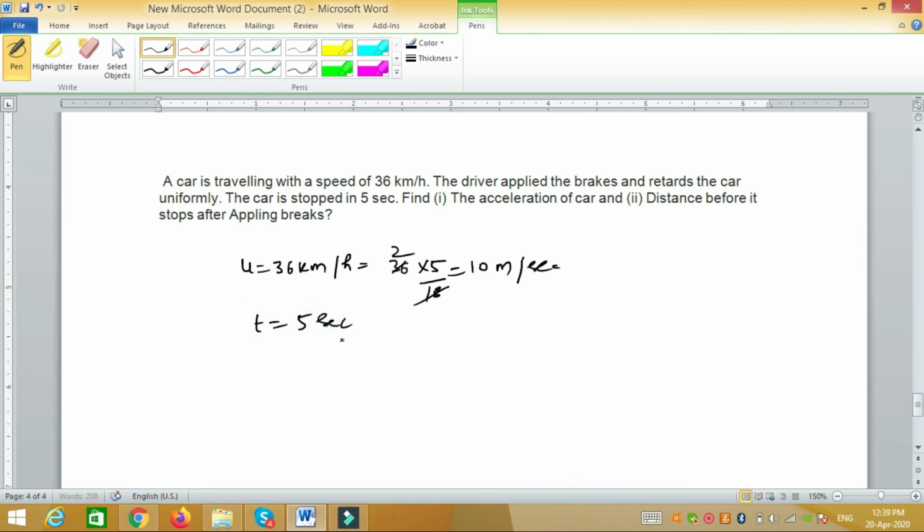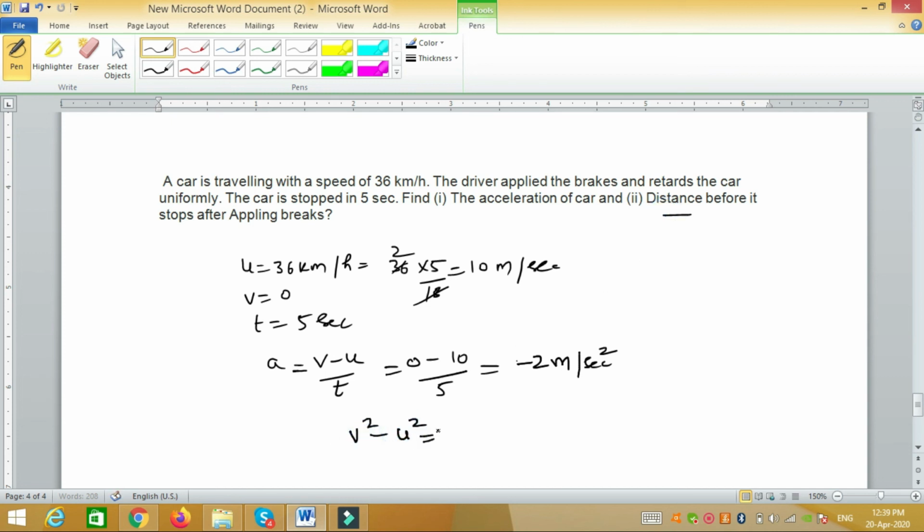So for acceleration, the final velocity is 0 because the car gets stopped. So acceleration is equal to v minus u by t. When you put final velocity 0, initial velocity 10 and time 5 seconds, it automatically comes out negative. That negative shows it is a retardation. After that you have to calculate the distance also. I'll advise you to apply v square minus u square is equal to 2as, or you may apply s is equal to ut plus half at square, because time is also given to you. It depends upon you how you solve this.